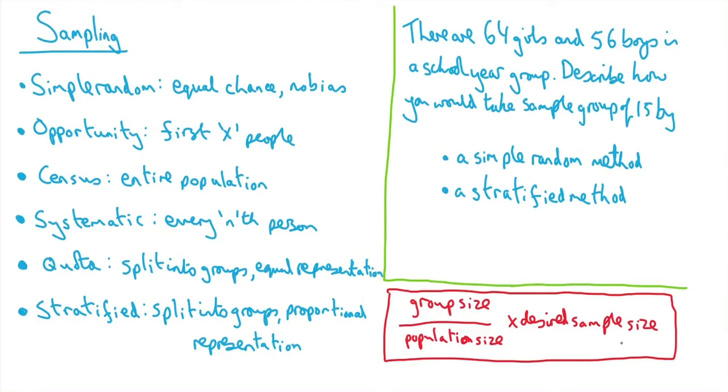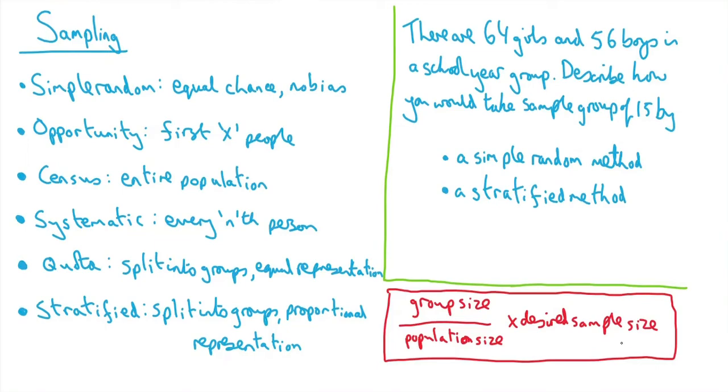If this happens to give you a decimal, you obviously can't ask a fraction of a person, so you'd round to the nearest number. If that ended up giving you one more or one less than your desired sample size in total, it'd be up to you to decide whether you want to adjust your individual group sizes slightly, or you just say, okay, I'll ask one more person.